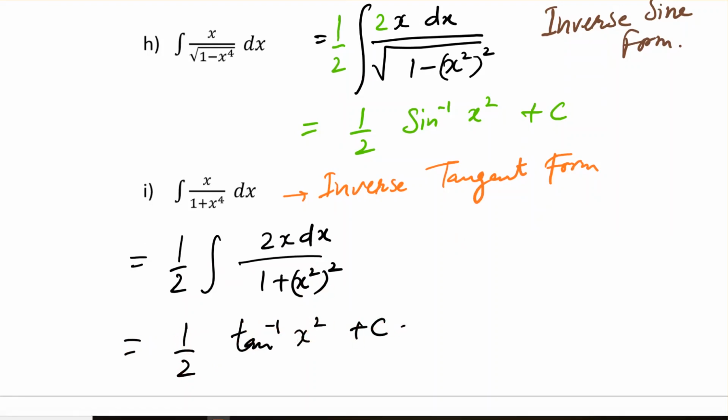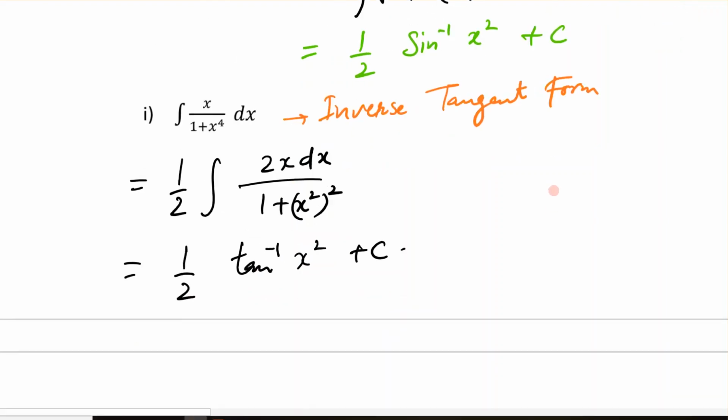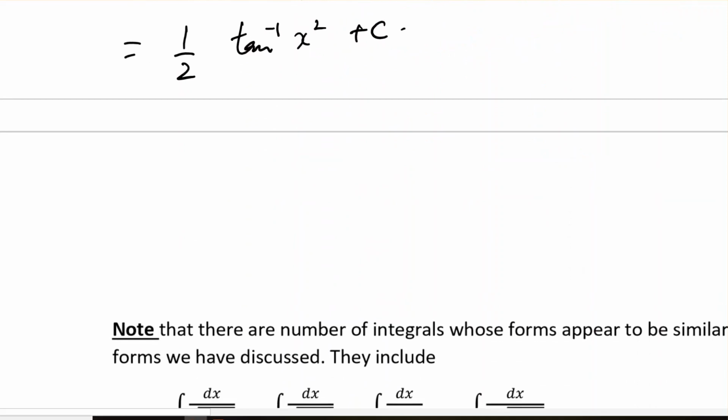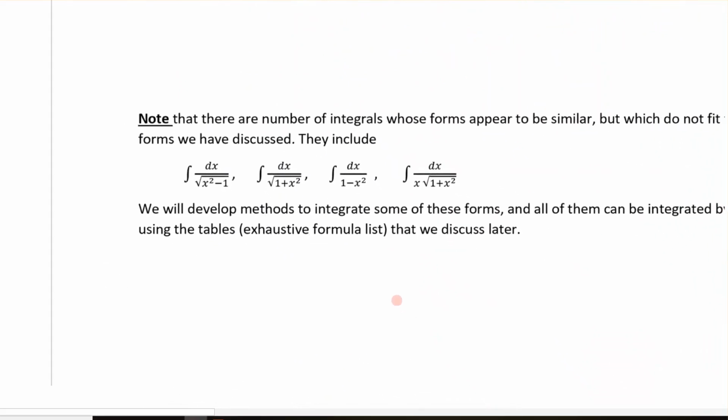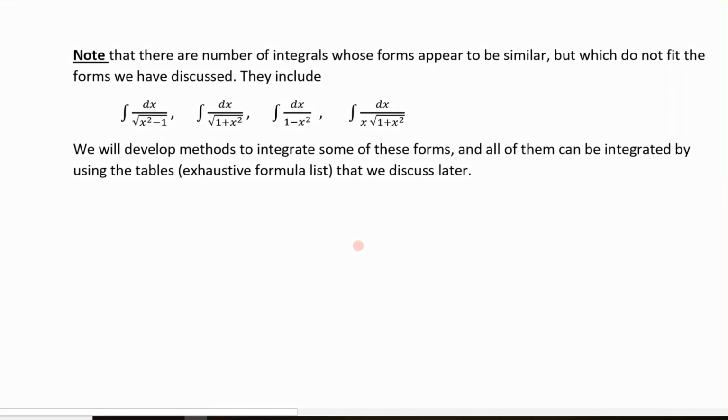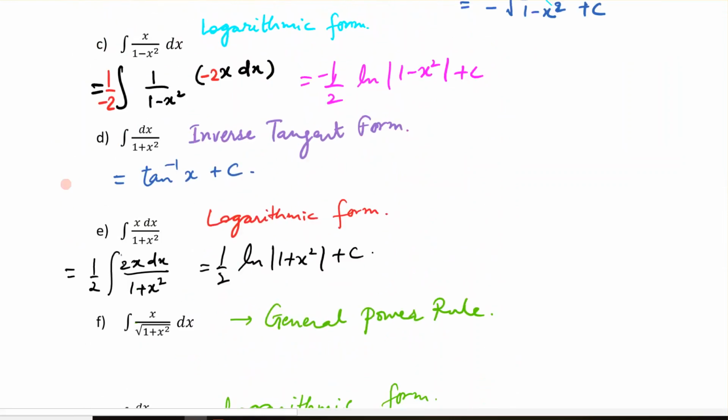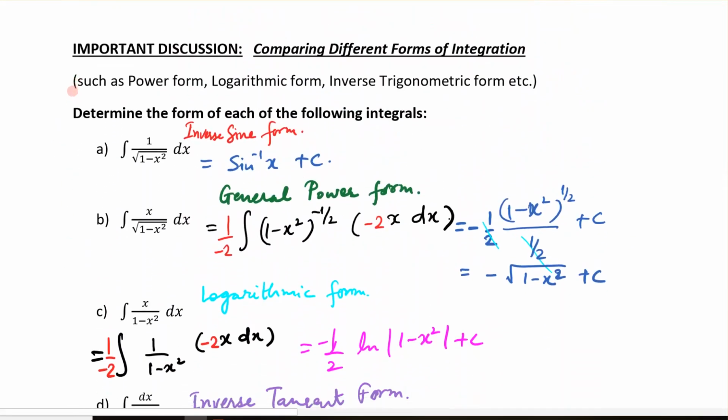Therefore, it's very important that you recognize the correct form and don't confuse this with the other forms that we haven't done yet. There are other integrals which appear to be similar, but they do not fit the forms we have discussed so far. Fully analyze these problems and do not mix them together.